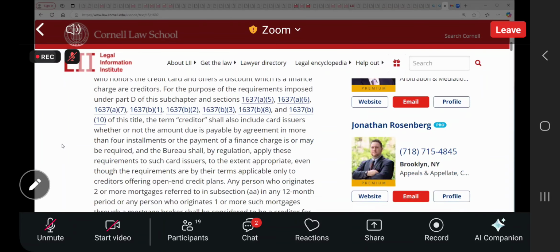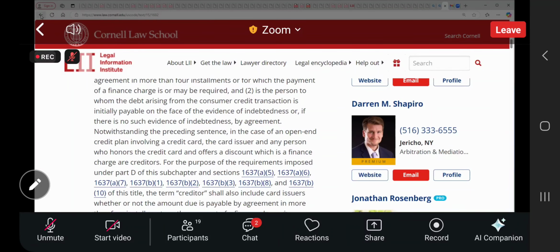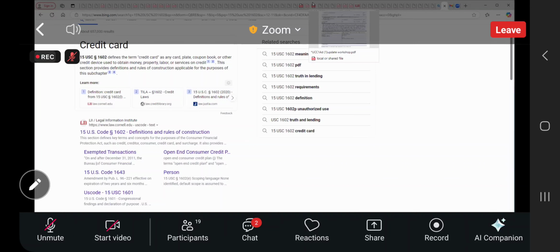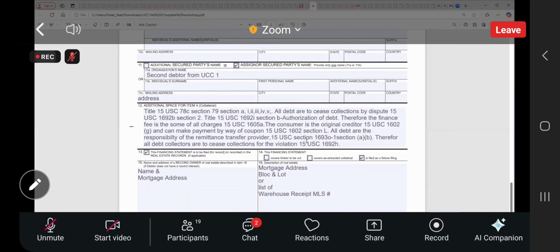And I'm going to show you that in the codes. As we go through these codes, you're going to see it, so you remember what I'm saying. But this is being recorded, so it's all good. Now, let's go to the next one. G, right? 1602G, and can make payments by way of coupon. Let's get it now. Your coupons are your bills. You got to rip it off and not endorse it.